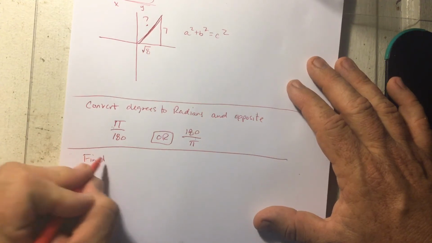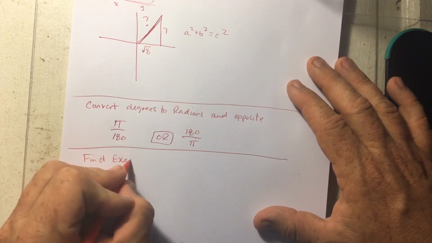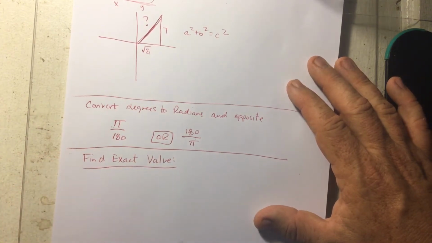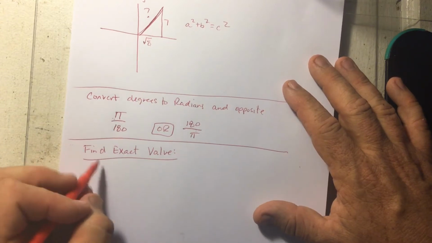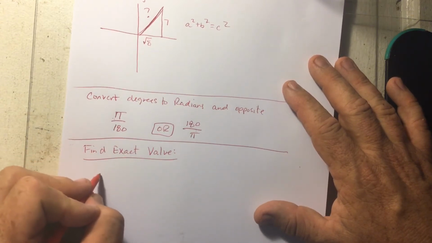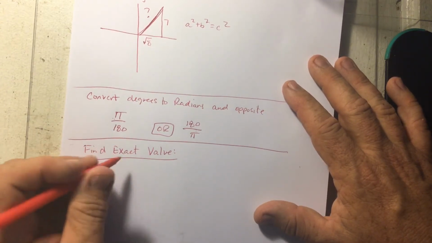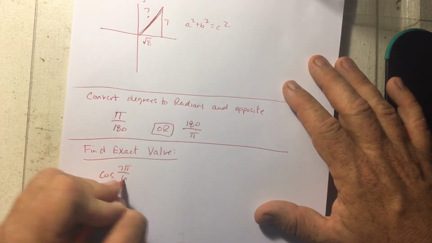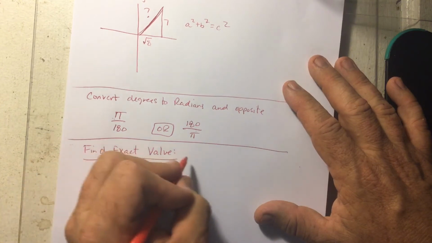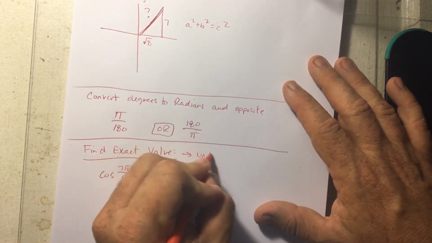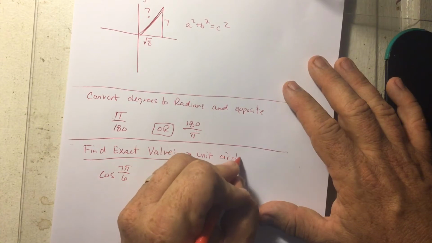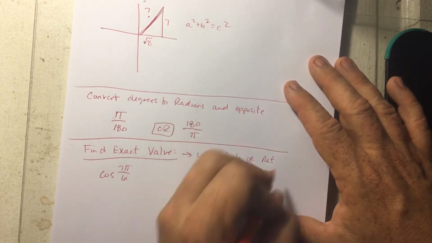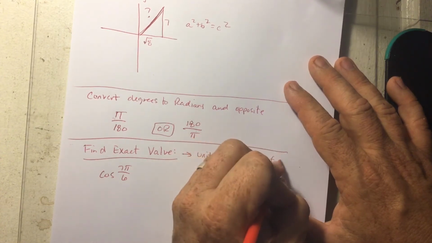Find exact value. Find exact value a couple different ways. Find the exact value of cosine of 7 pi over 6. Exact value, unit circle, or your reference angle.